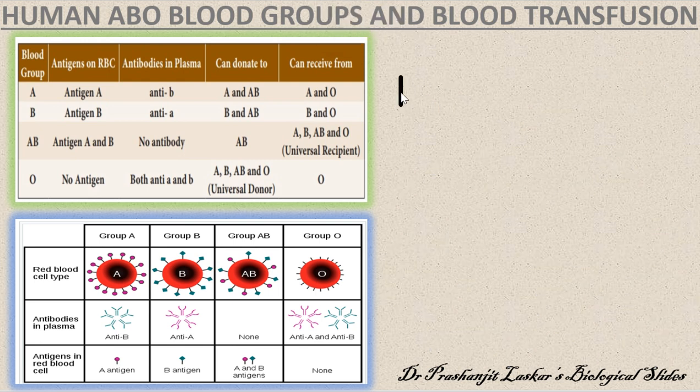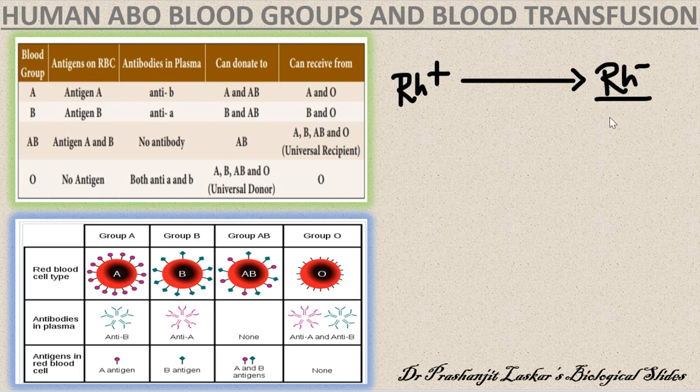So what I've written, an Rh positive donor is giving the blood to an Rh negative recipient or patient, and due to that the immunogenic response develops inside the body of this Rh negative patient or recipient. Suppose this is the first transfusion, and during the first transfusion, immunogenic response develops due to the formation of anti-Rh antibodies inside the body of this Rh negative recipient.